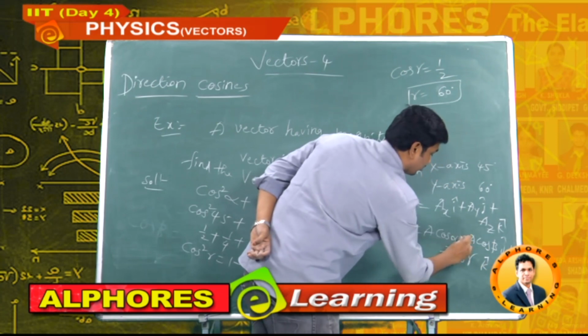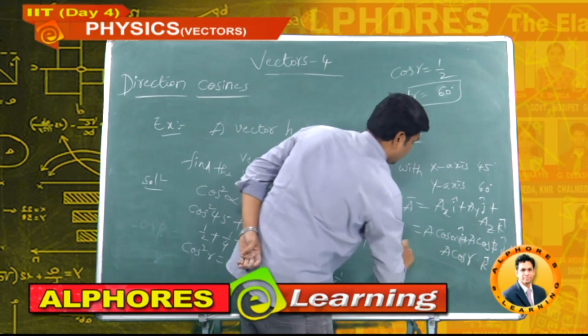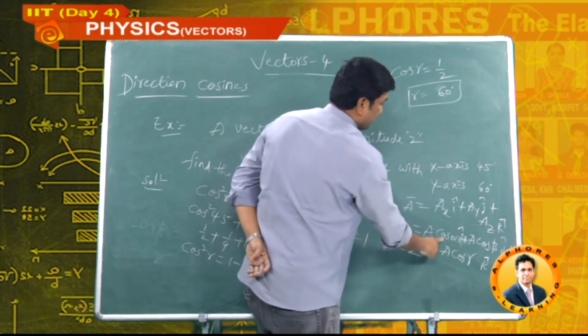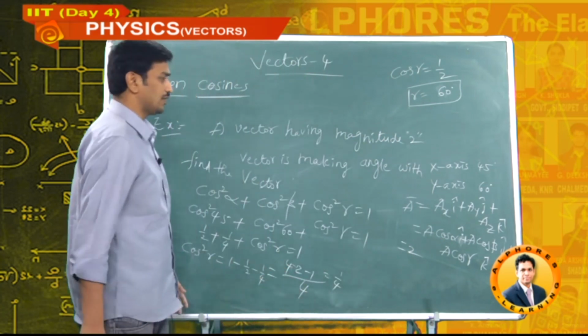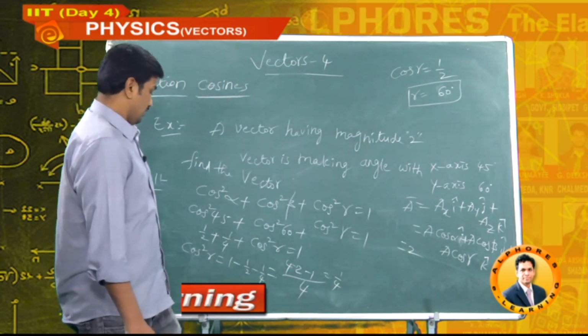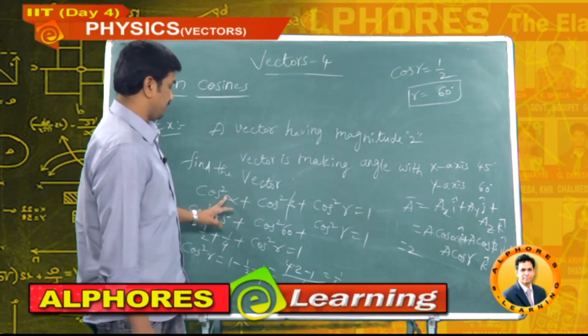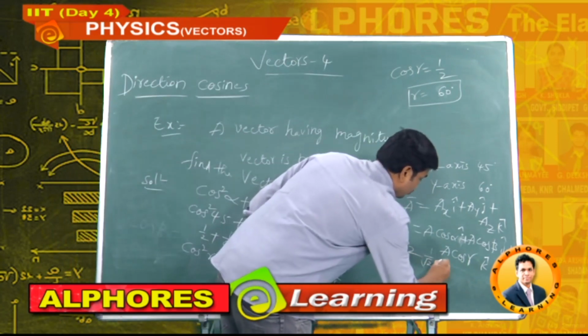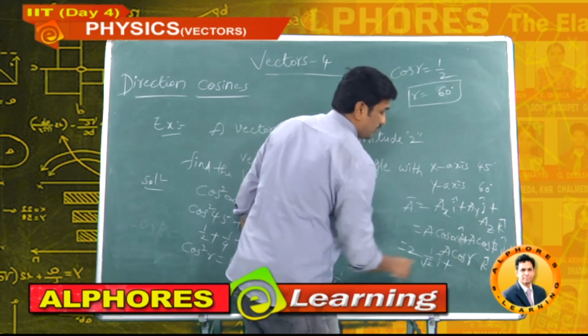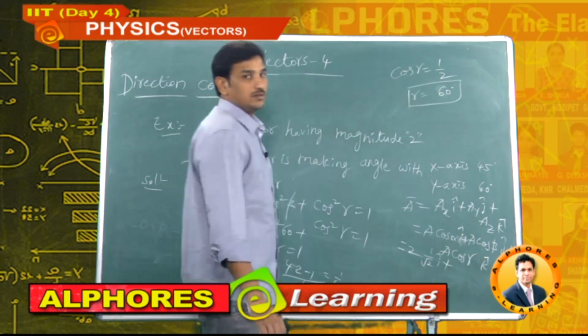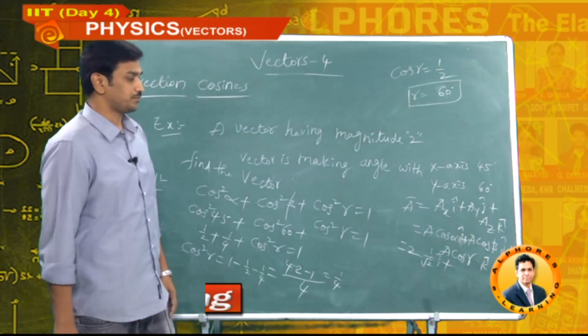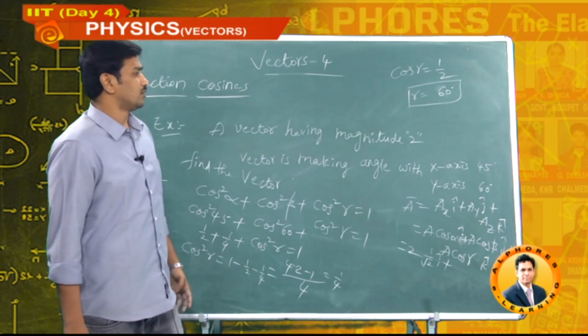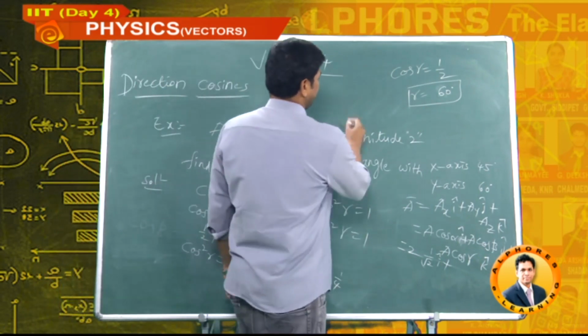Here I forgot to write i cap here. A value 2, cos alpha. What is the cos alpha value? Alpha value 45, cos 45. Cos 45 is 1 by root 2 i cap. Cos 60, cos 60 value how much? So cos 60.